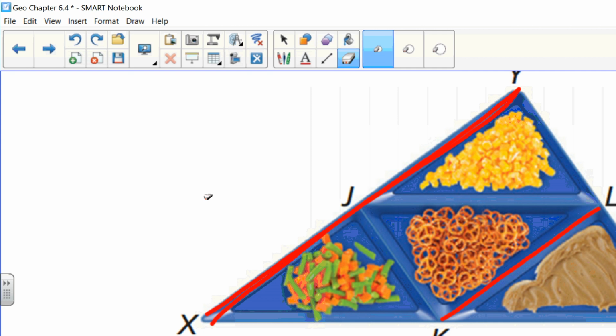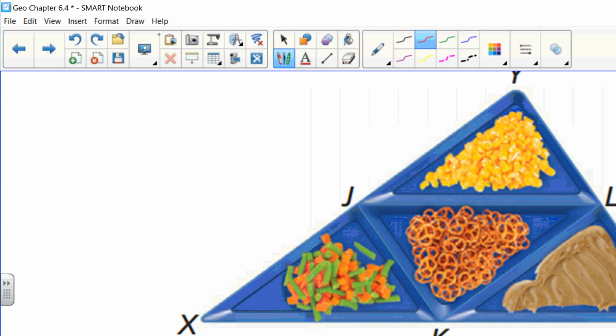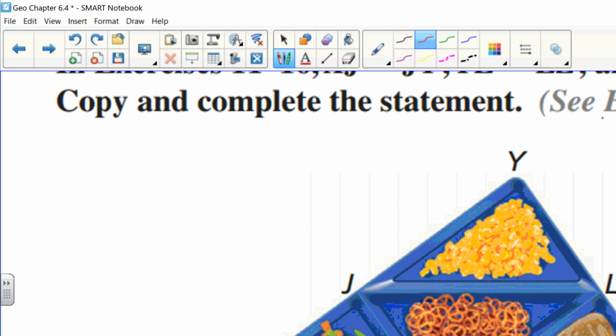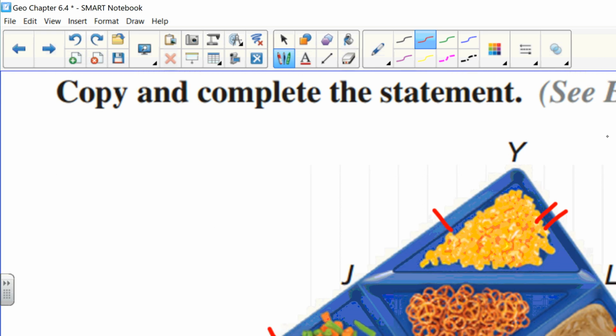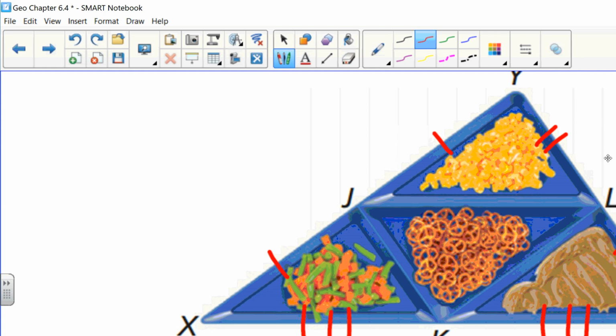Now we also do have congruent segments in this figure. Because it told us originally that these are mid-segments, these segments are congruent, these are congruent, and these here are congruent. So JY would be congruent to what? JX. Because we know those are congruent, they were told to us.